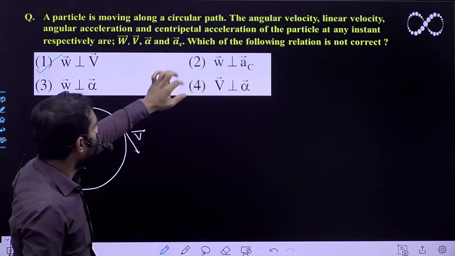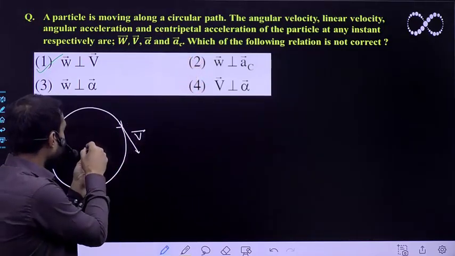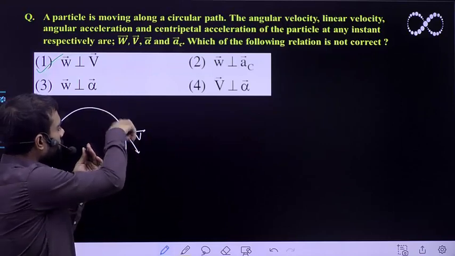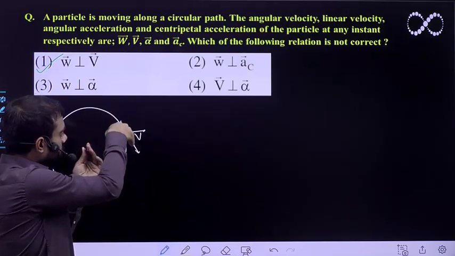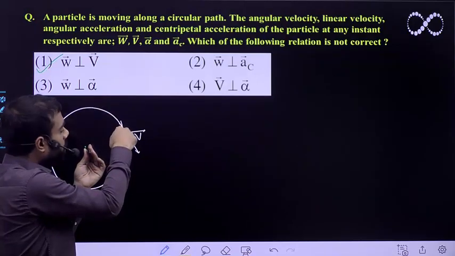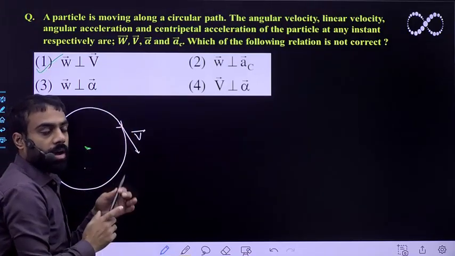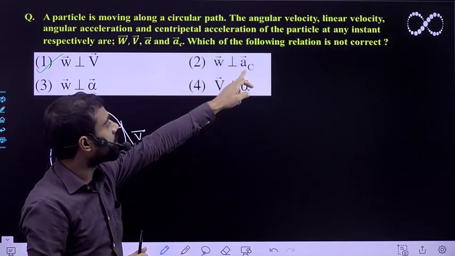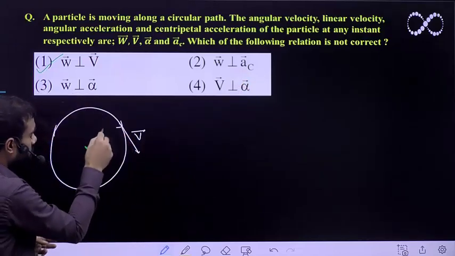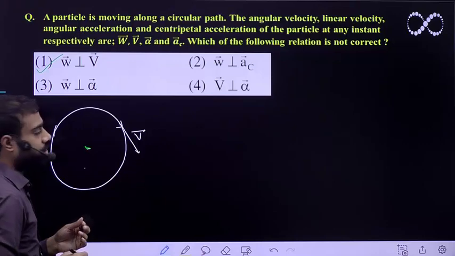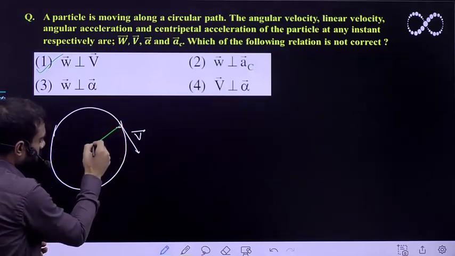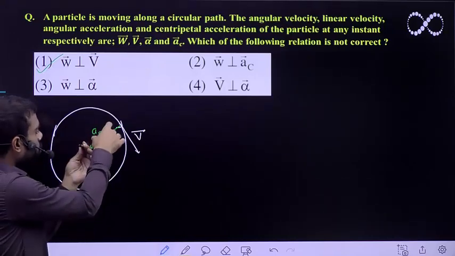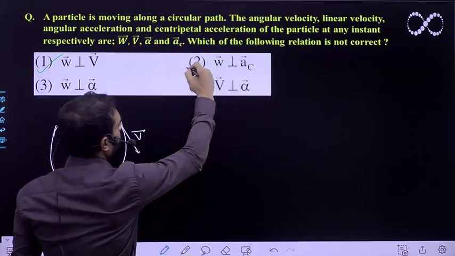If you talk about option 2, then omega vector, once again, is the axial vector, and AC is the centripetal acceleration, the linear centripetal acceleration. That will be along the line of motion of the particle, either positive or negative, but one thing is sure: this is the centripetal acceleration, so it will be along the radius of the motion. So once again AC will be along this direction, and the omega vector, the axial vector, will be along the axis. So both are once again perpendicular, so option 2 is also correct.